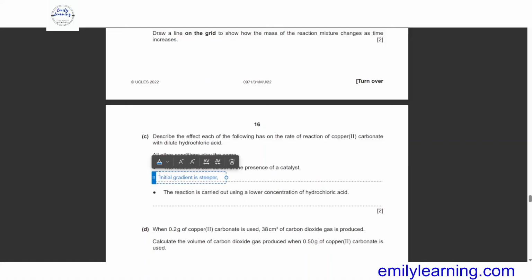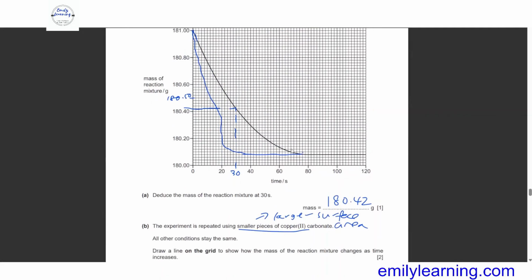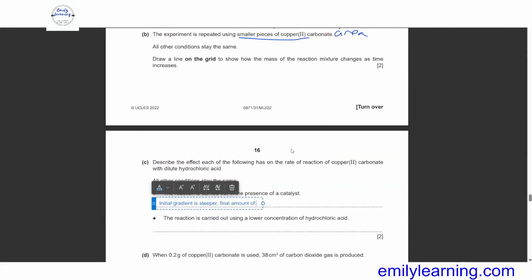Then the final amount of reaction mass, the final reaction mass, remains the same.